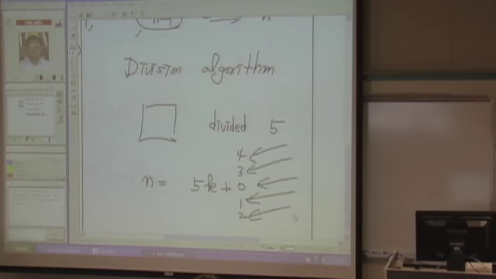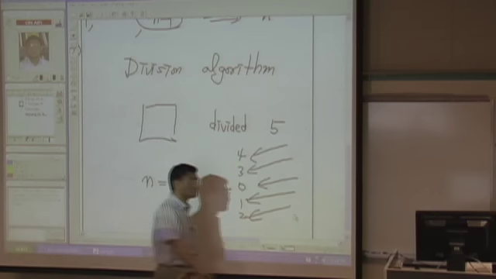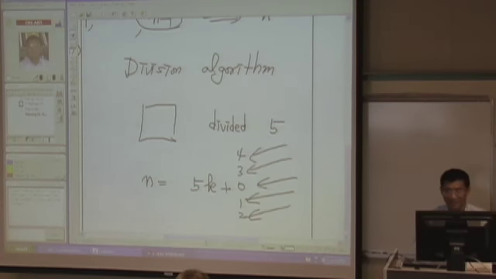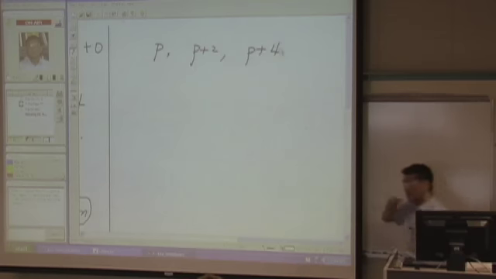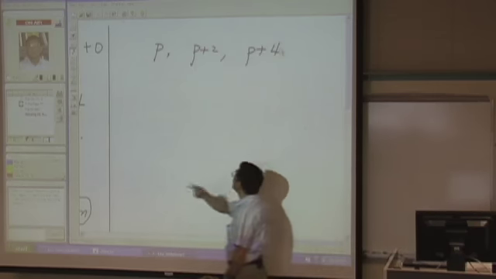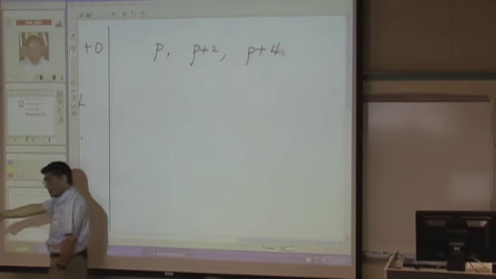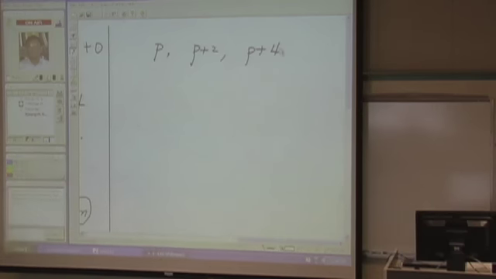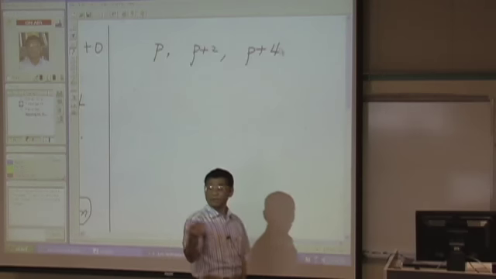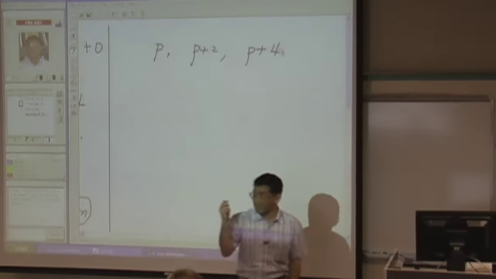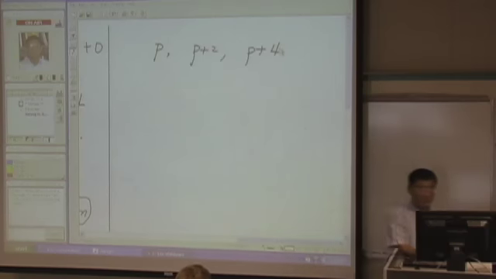If you need an example, ask me. For instance, I will state one example using this idea. For any prime p, consider p, p plus 2, p plus 4, right? An arithmetic progression with difference 2. This is the claim: at least one of these numbers is divisible by 3. Then how can you prove it? Divide by 3. I said divide by 3. Then what should you do?